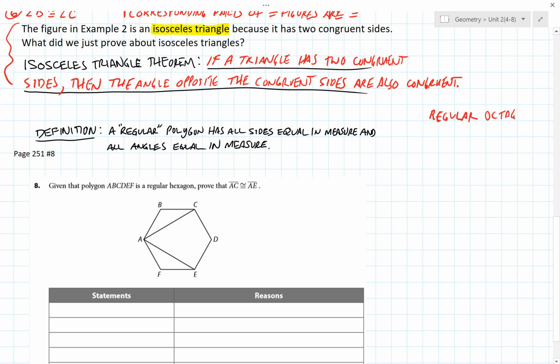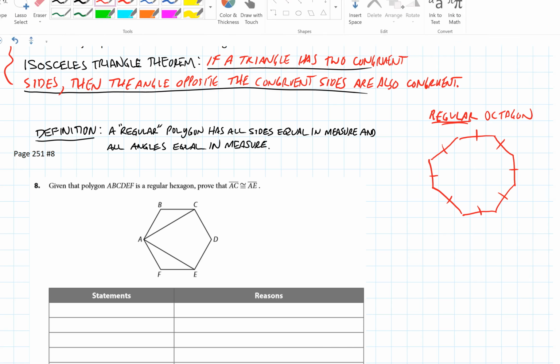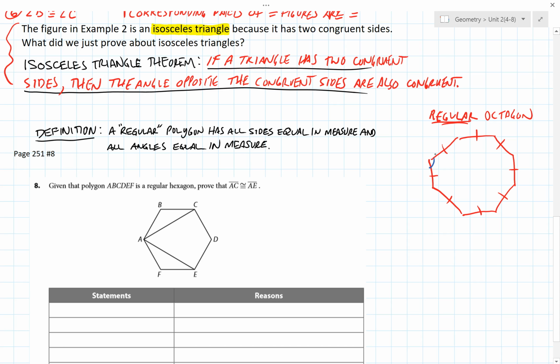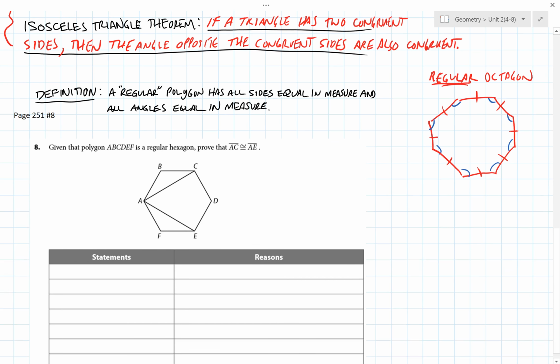So if I said I had a regular octagon, that would be an 8-sided figure like this. And if it's regular, that means all 8 of those sides are the same, and all 8 of those angles are congruent as well. So regular means all the sides are the same and all the angles are the same. That term is used in this next proof.